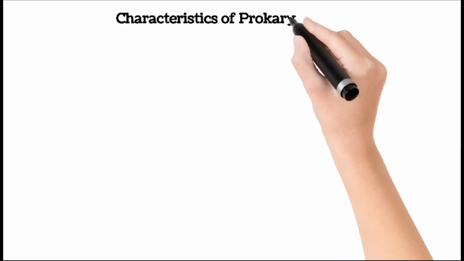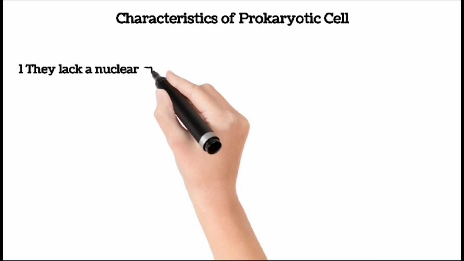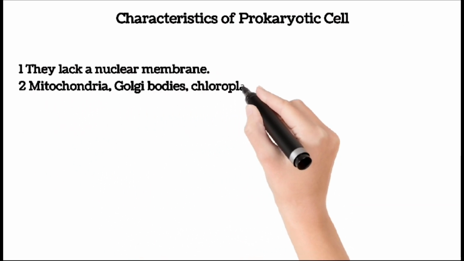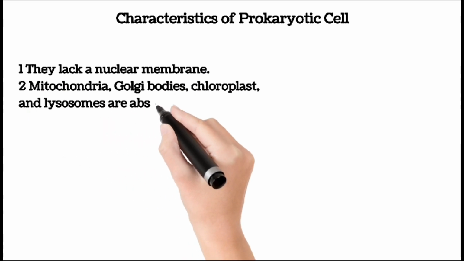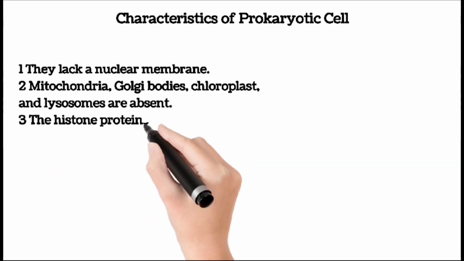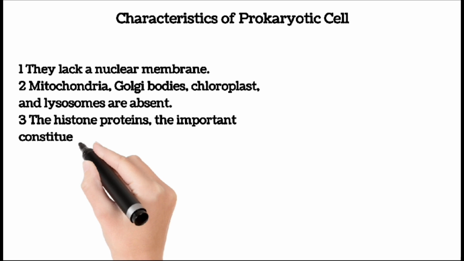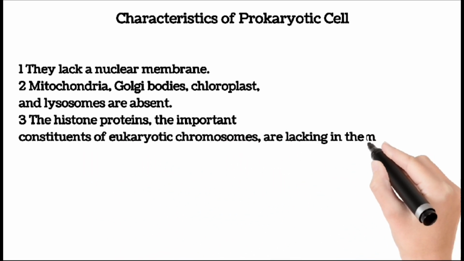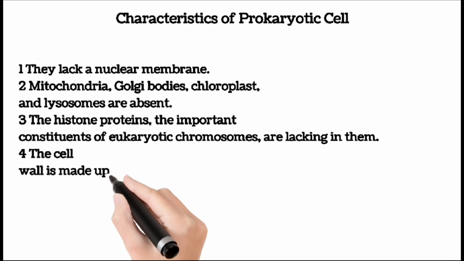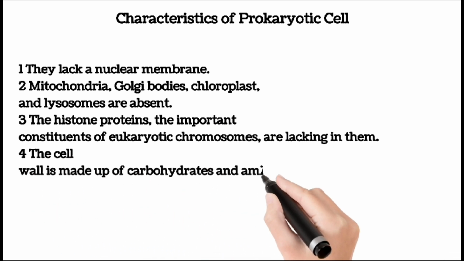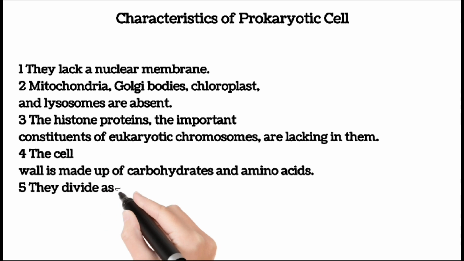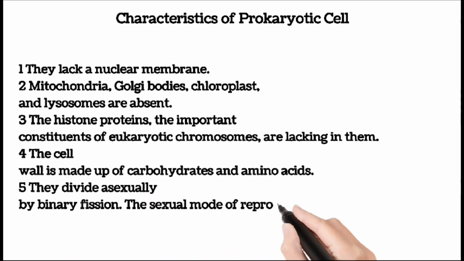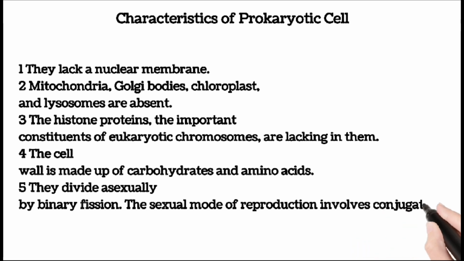Characteristics of prokaryotic cells. They lack nuclear membrane. Mitochondria, Golgi bodies, chloroplast and lysosomes are absent. The histone proteins, the important constituents of eukaryotic chromosomes, are lacking in them. The cell wall is made up of carbohydrates and amino acids. They divide asexually by binary fission. The sexual mode of reproduction involves conjugation.